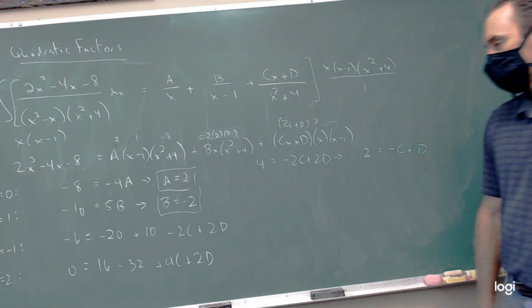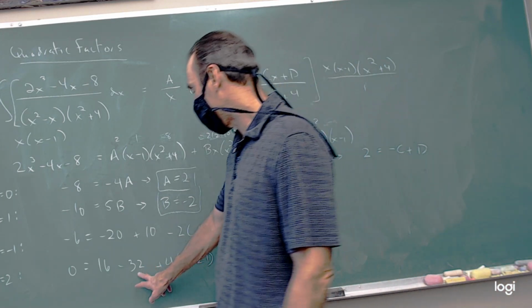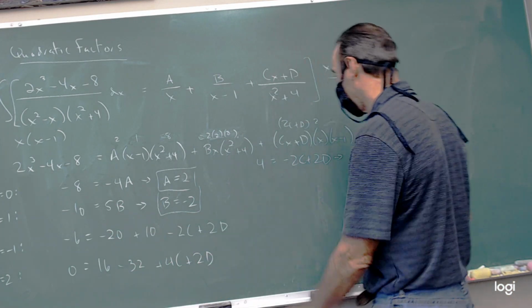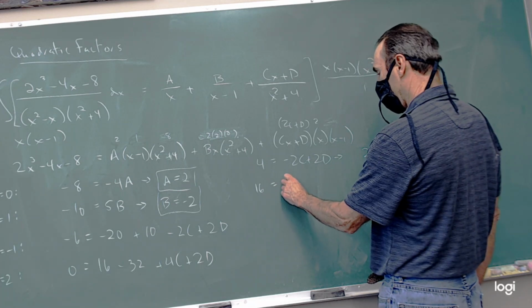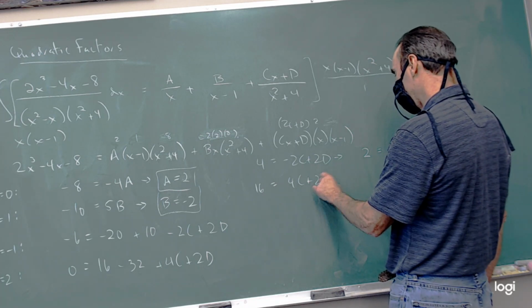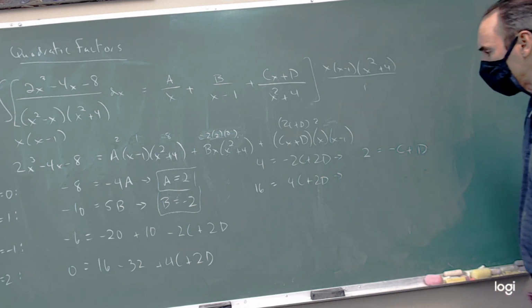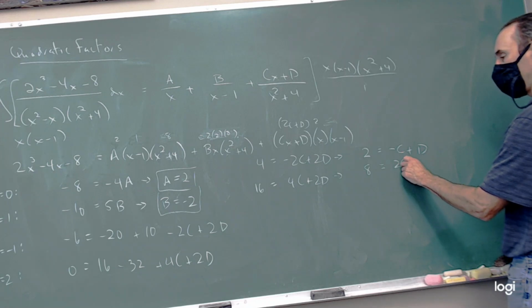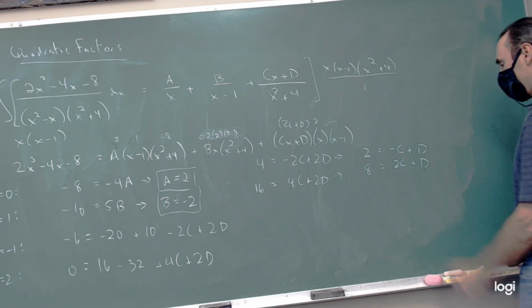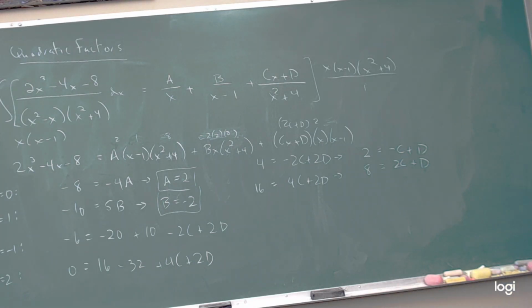We can say 16 minus 32 is -16. Add that to the other side. Makes that 16 is 4C plus 2D. So we divide all that by 2 and get 8 is equal to 2C plus D. Okay, so far. Yes.